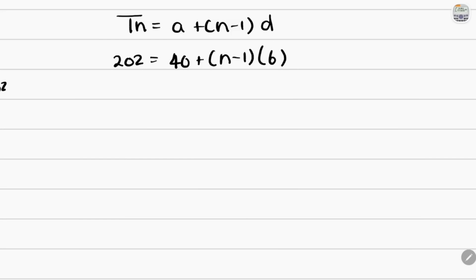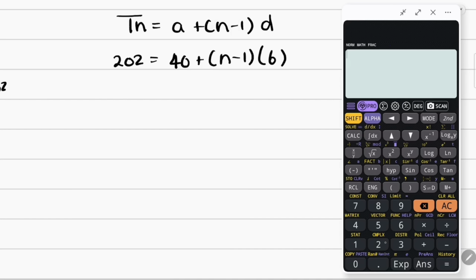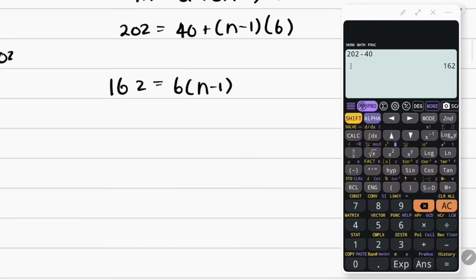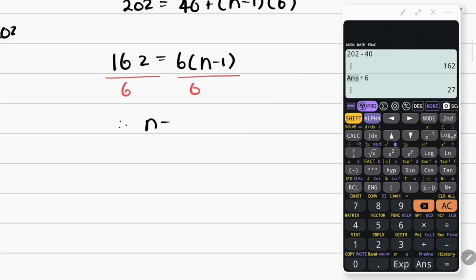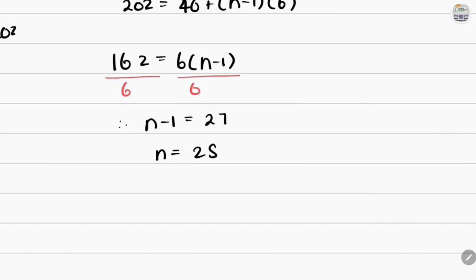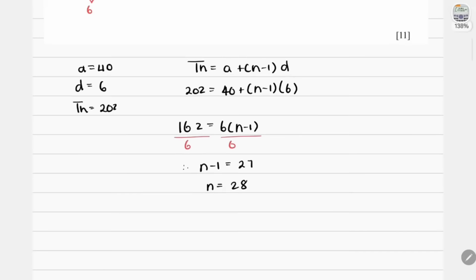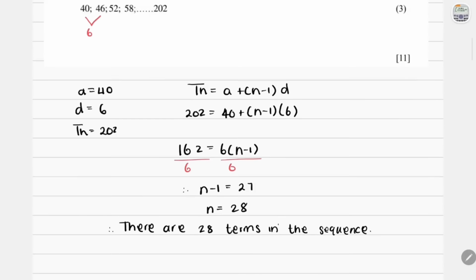Okay, if we transpose 40, and I'm just going to use a calculator for this quick, 202 minus 40, and we have 162. So here on this side, we have 162 now, because we transpose the 40. And here we have 6 multiplied by n minus 1. Then we can just get rid of the 6 by dividing both sides of this equation by 6. If you take 162 and divide it by 6, we get 27. Okay, n minus 1 is equal to 27, and then transpose that 1. So n is finally equal to 28, and we can conclude there are 28 terms in this sequence. And that is our answer.